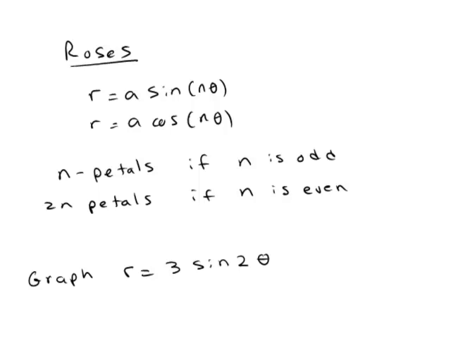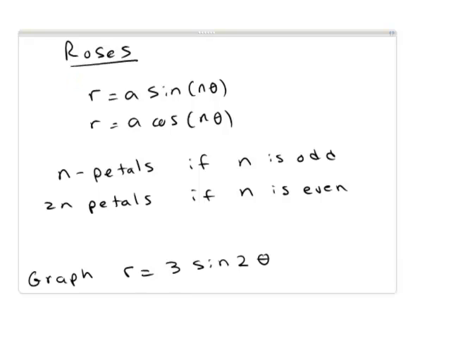Okay, so what we're doing in this video is we're going to look at a couple of examples graphing polar equations, and we're going to start with graphing some roses. Now, what I have here is the basic equation, the general setup for roses. We have the two types that we would expect to see if we are going to graph a rose, and that is r equals a sine n theta and r equals a cosine n theta.